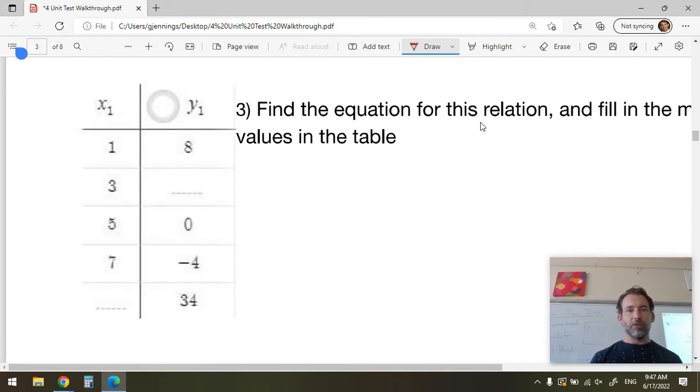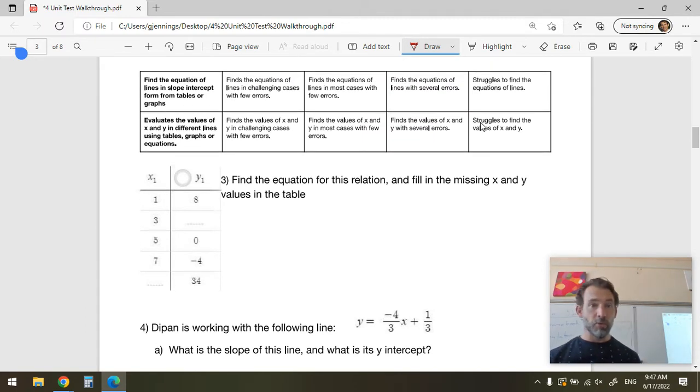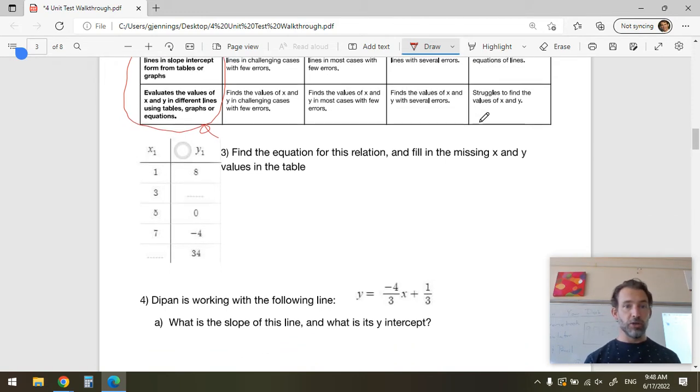All right. Now, this here was a very important set of skills: finding the equation of lines in slope-intercept form. So find me the y equals mx plus b that are given by points or tables. And then evaluating different values of x and y is also a key skill. If I give you y, you should be able to find me x. If I give you x, you should be able to find me y. So let's take a look at the different ways this skill showed up.